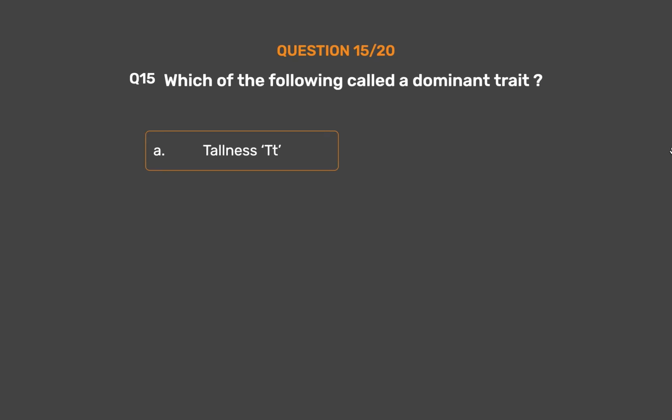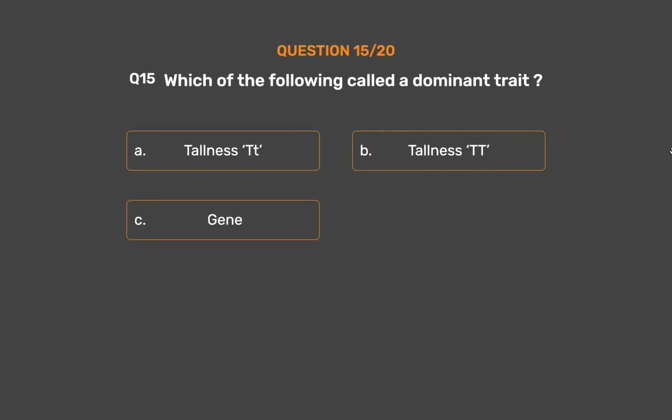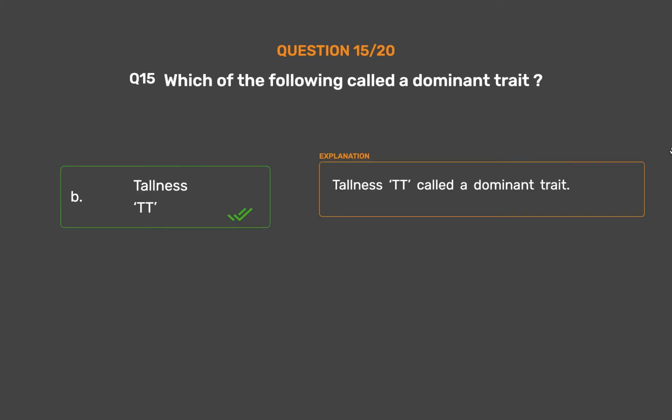Option A. Tallness TT. Option B. Tallness TT. Option C. Gene. Option D. All of these. The correct answer is option B. Tallness TT. Tallness TT is called a dominant trait.